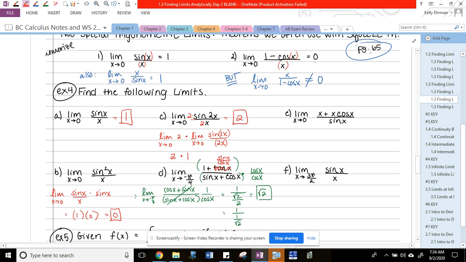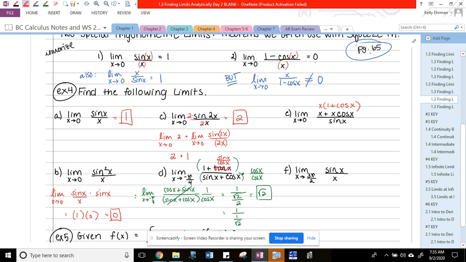Okay, up to E. I'm going to get 0 in the denominator when I plug this in. And I'm going to get 0 in the numerator. 0 plus 0 over 0. So again, this needs to be rewritten. Now, right now, if I have x plus x cosine x, maybe I want to factor an x out. See where that gets me. Okay, that gives me x times 1 plus cosine x.